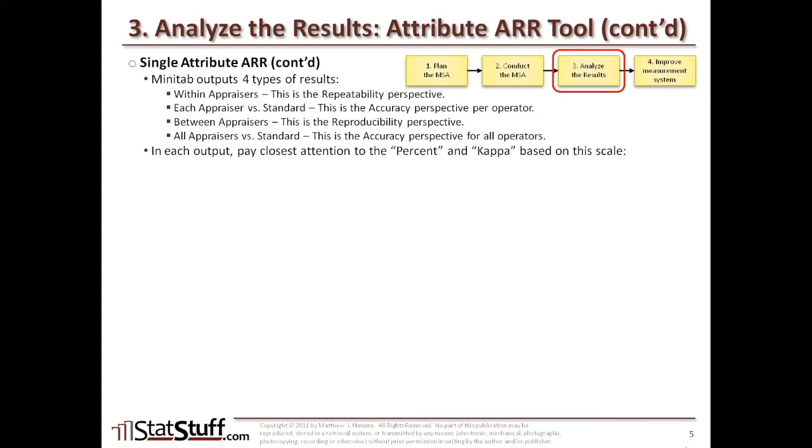Now when you're looking at each of those 4 different results coming from Minitab, what you want to pay closest attention to are the percent and the kappa, and you're going to use them based off of the scale listed here. If you're looking at something greater than 90%, you know it's good. If it's less than 70%, chances are it's bad and it fails the MSA. But if it's somewhere between 70 and 90%, maybe it is okay after all, or you just have to make that judgment call to assess whether that's enough risk for you in accepting the reliability of the data.